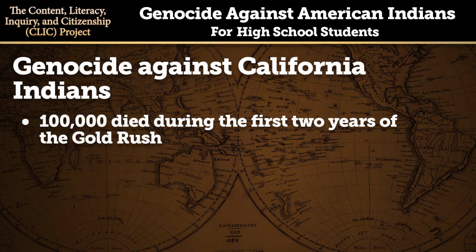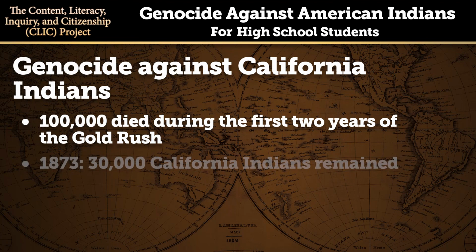According to the historian Benjamin Madley, about 100,000 indigenous people in California died as a result of violence during the first 2 years of the Gold Rush alone. At least 16,000 murders of Native Indians of California are documented during this time. By 1873, only 30,000 indigenous people remained in California.